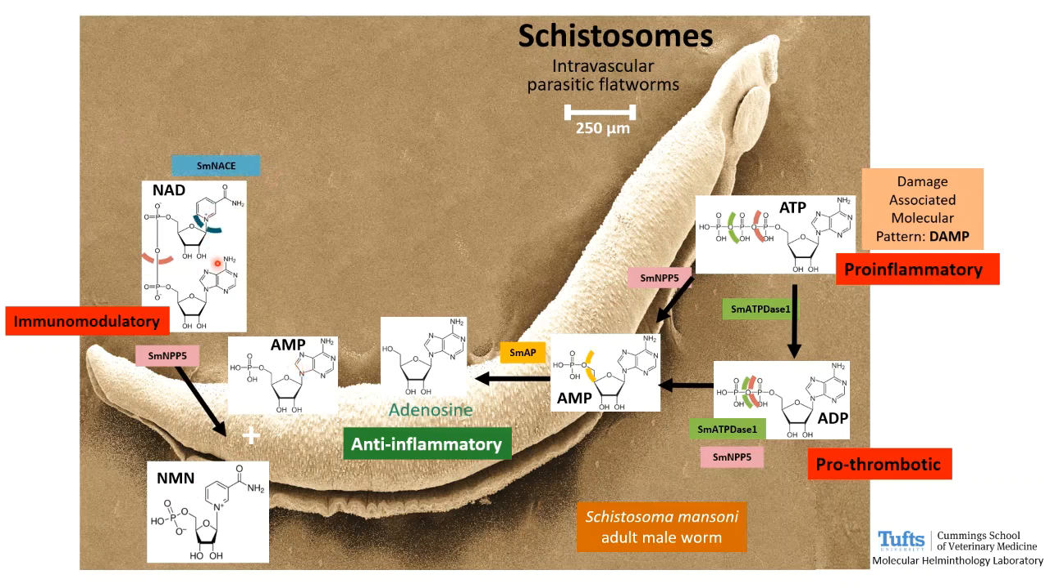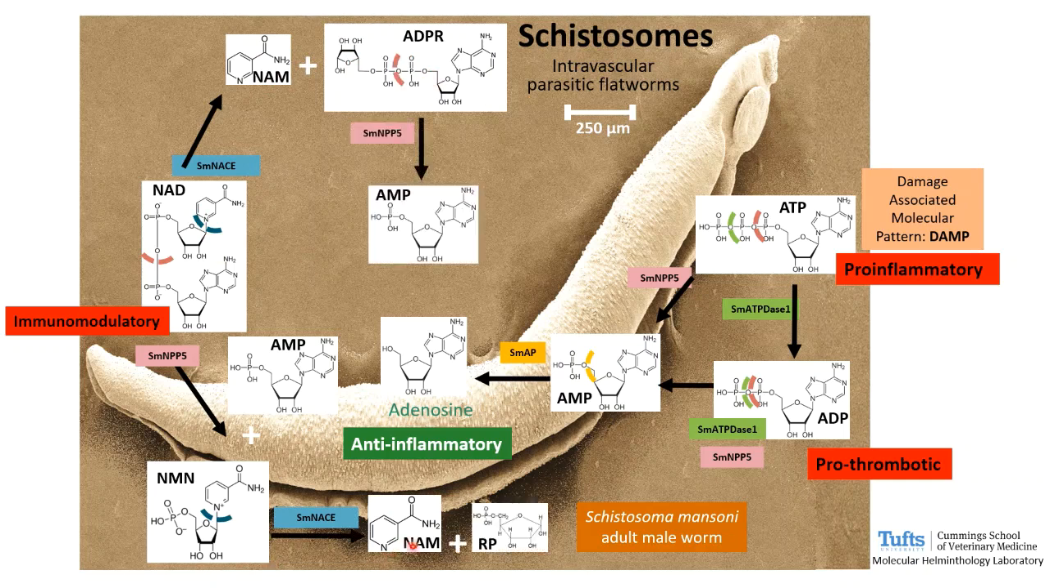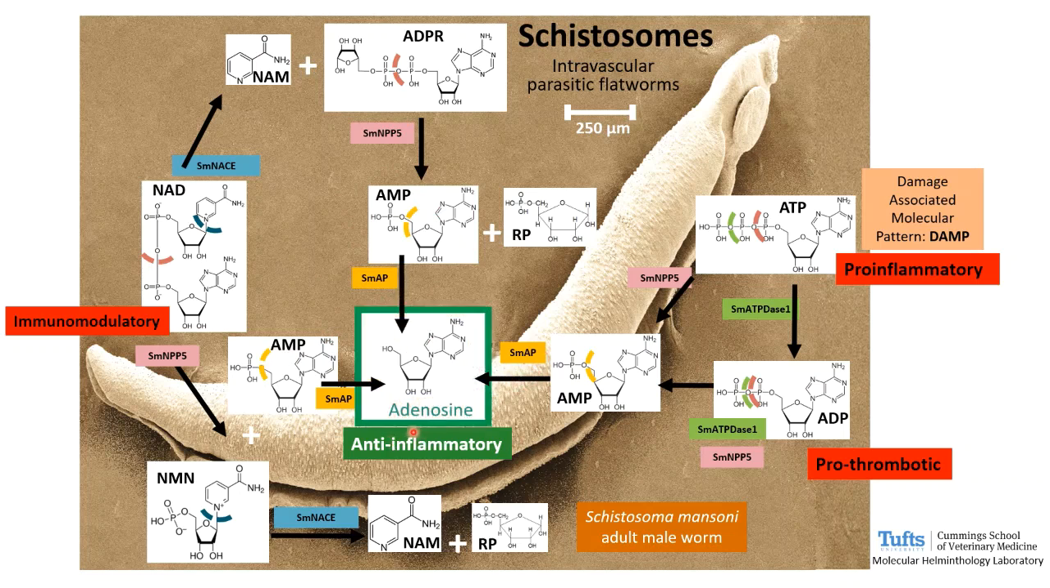The worms have a second NAD cleaving enzyme called NACE that can remove the nicotinamide moiety from NAD and also generate ADPR. And these products can be further acted upon by these enzymes to generate, again, nicotinamide ribose phosphate, and here generating AMP and ribose phosphate. Now we've established that alkaline phosphatase can act on AMP to cleave the phosphate and generate adenosine, which is a common reaction product of these pathways.